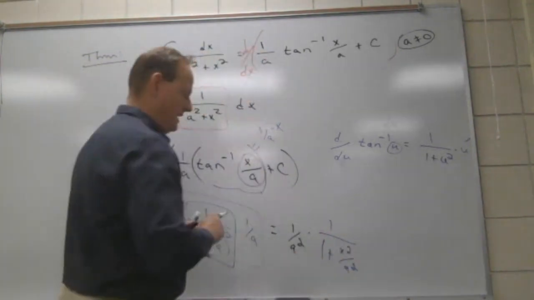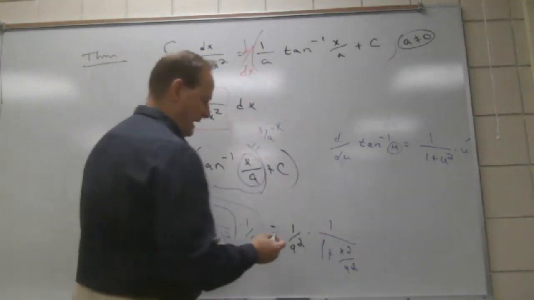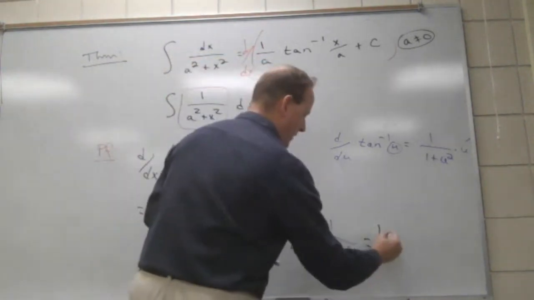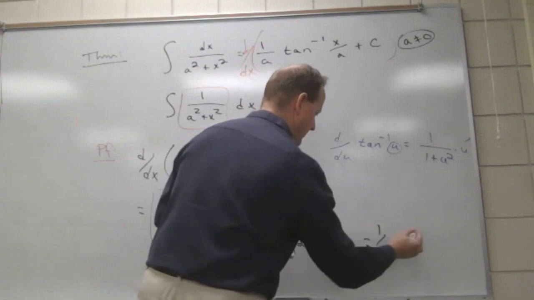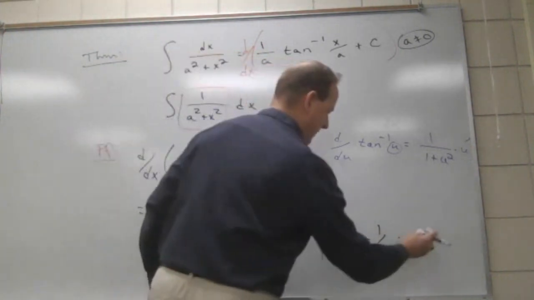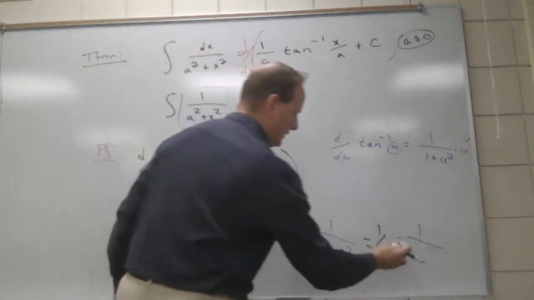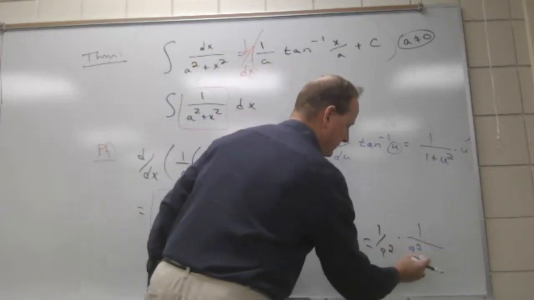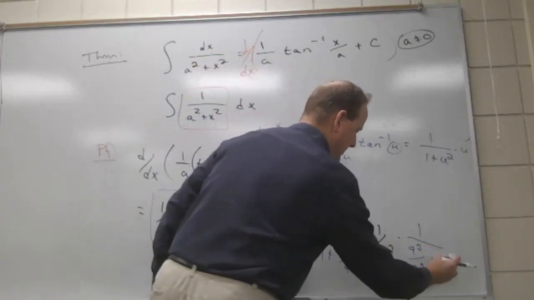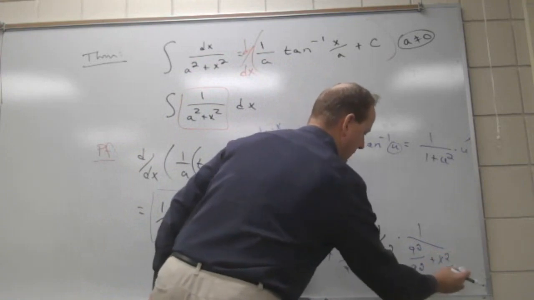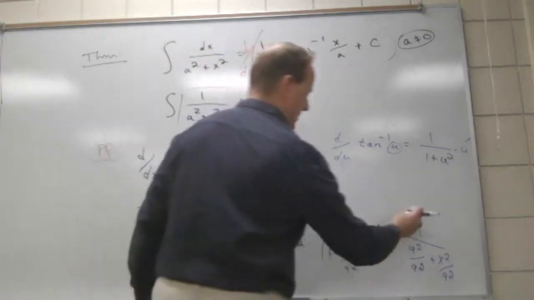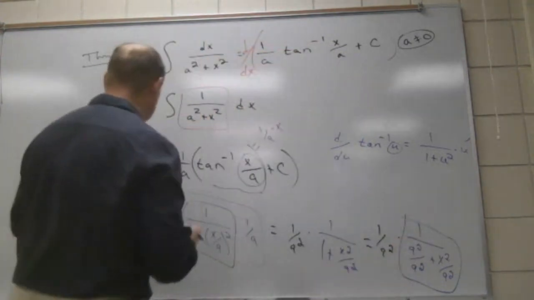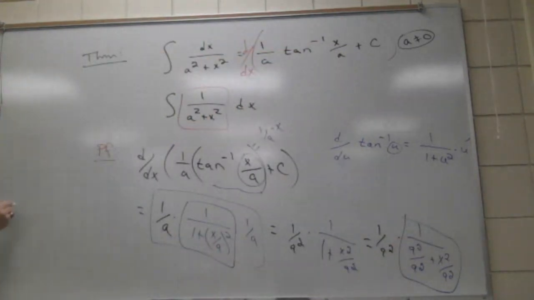So what I'm going to do here then is rewrite the denominator by getting a common denominator. So the 1 over a squared is still there, and then times, if I get a common denominator, 1 would be a squared over a squared, right? And then plus x squared over a squared, right? And of course, how can I rewrite that?